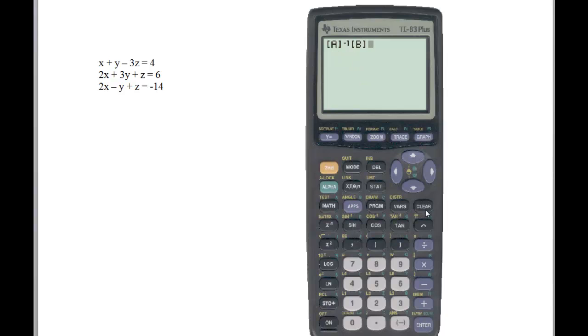Now, again, if you want to see how I did that, I would go second matrix, enter, inverse key, second matrix, down one click, B. And this will give me my answer. X is negative 4, Y is 5, and Z is negative 1.